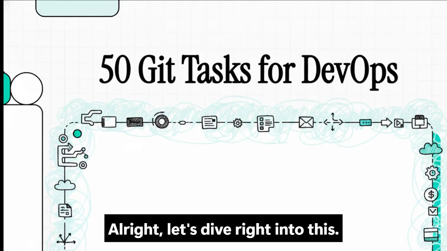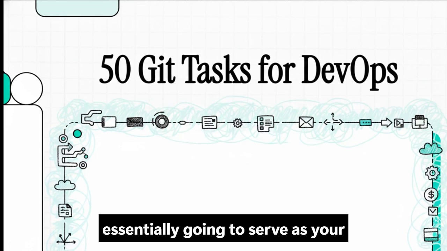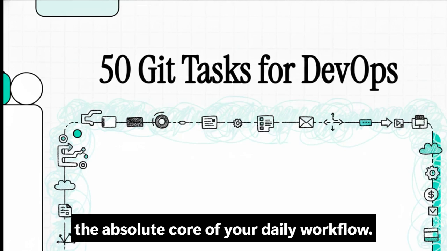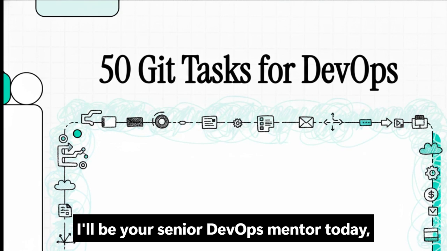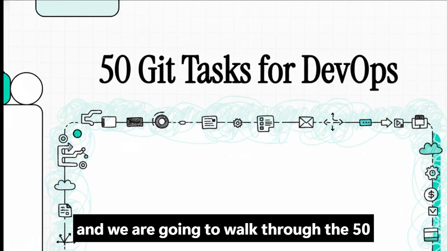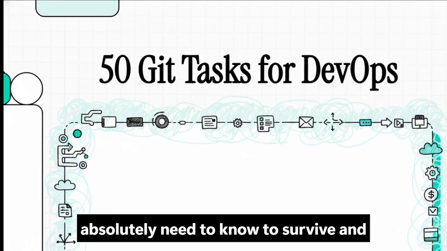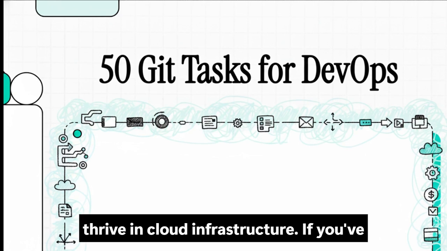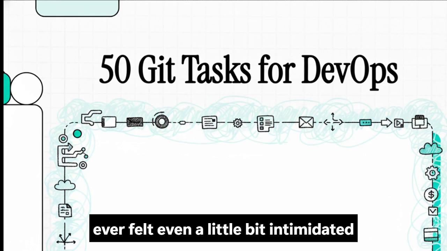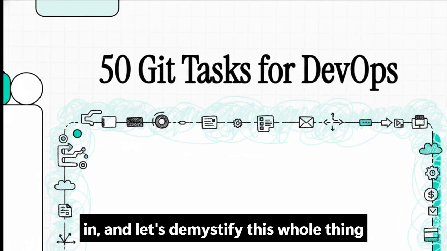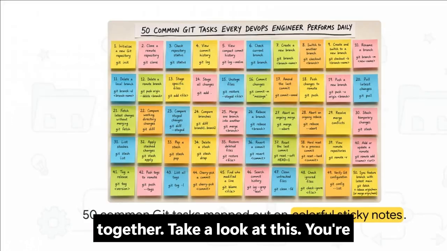All right, let's dive right into this. Welcome to the Explainer that's essentially going to serve as your interactive training course for mastering the absolute core of your daily workflow. I'll be your senior DevOps mentor today, and we are going to walk through the 50 foundational Git commands that you absolutely need to know to survive and thrive in cloud infrastructure. If you've ever felt even a little bit intimidated by version control, grab a coffee, focus in, and let's demystify this whole thing together. Take a look at this.